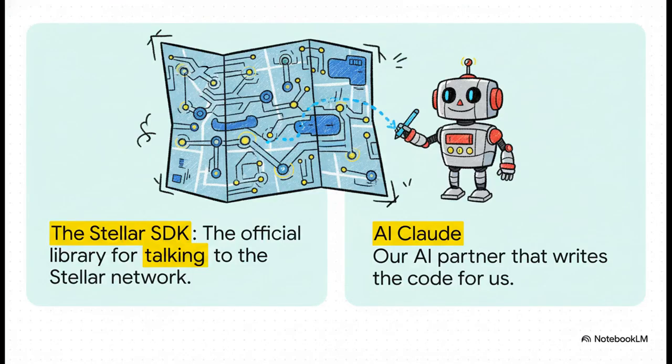And this really lays it all out. Think of it like this. On the left, you've got our map. That's the Stellar SDK. It's the official library. It knows all the roads, all the rules, all the complex blockchain stuff so we don't have to. And on the right, that's our guide, Claude, our AI coding partner. We're going to be vibe coding with it, which is just a fun way of saying we'll talk to it in plain English, tell it what we need, and it's going to read the map and write the code for us. It's an amazing partnership for getting stuff done fast.